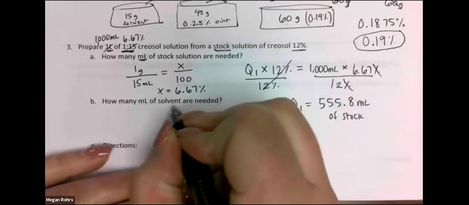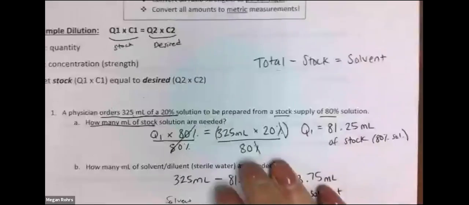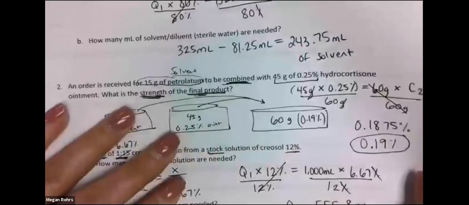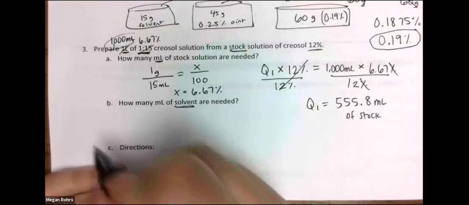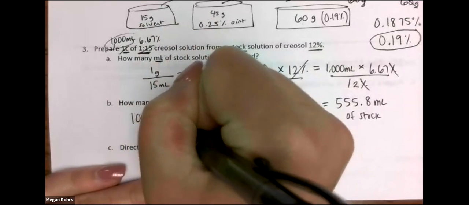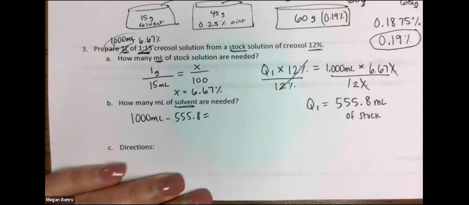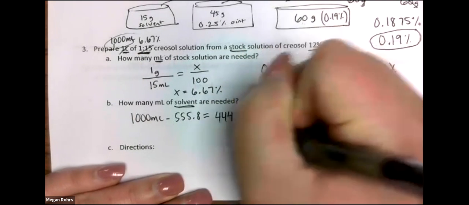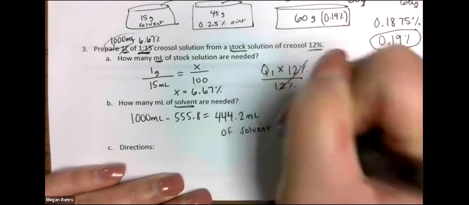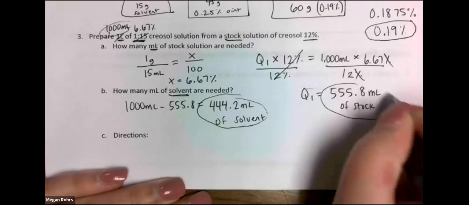Now it says how many mils of solvent are needed. Well, that brings us back to this equation here. Total minus stock equals solvent. So we're preparing a total of 1,000 mils minus our stock. So 1,000 minus 555.8 gives me 444.2 mils of solvent. All right, so now we have our 2 ingredients here.